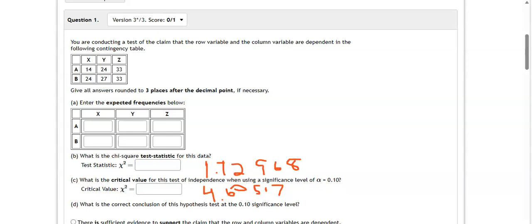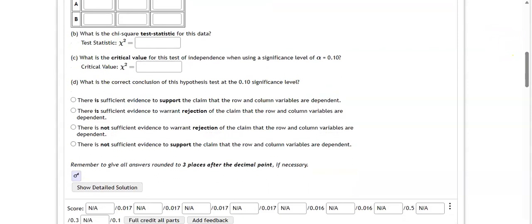Let's exit the drawing here so that I can actually scroll down. So there's not sufficient evidence to support the alternate, which is that they are dependent. So we want to choose this one. There is not sufficient evidence to support the claim that the row and column variables are dependent.